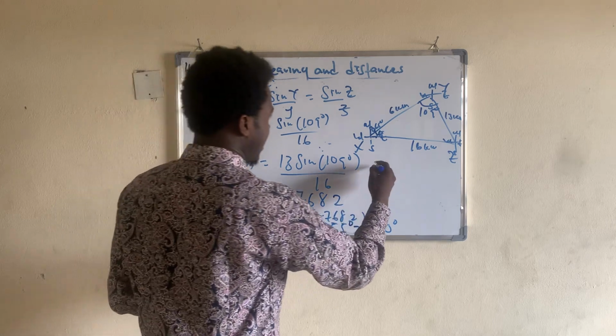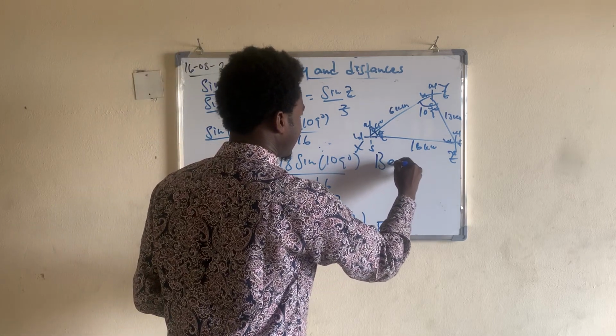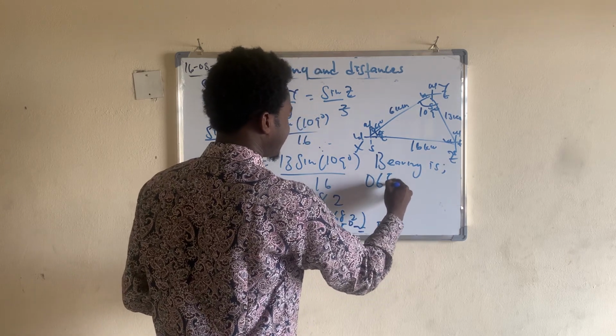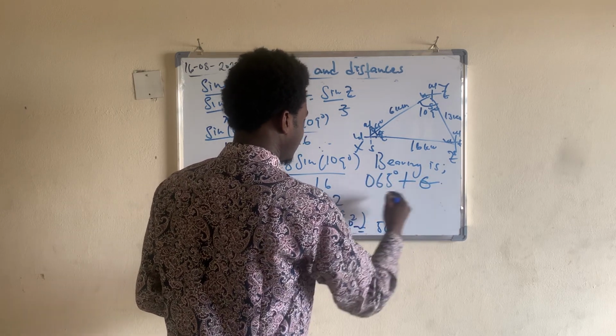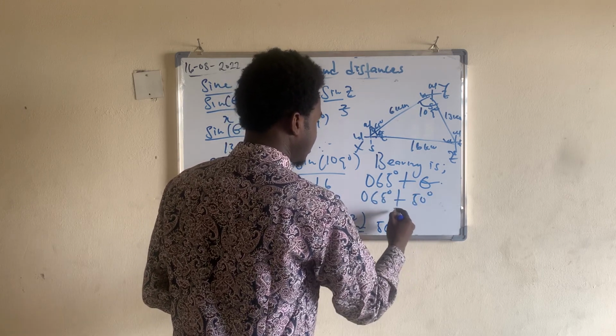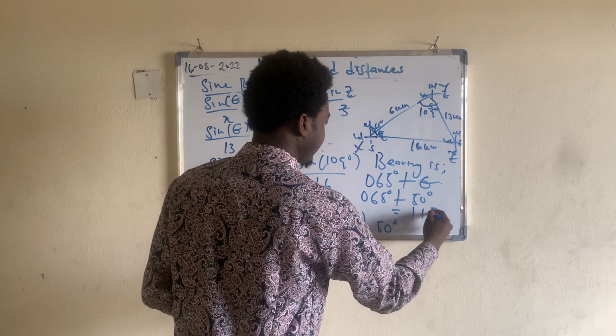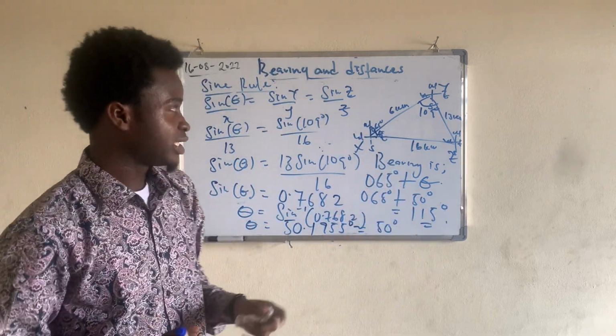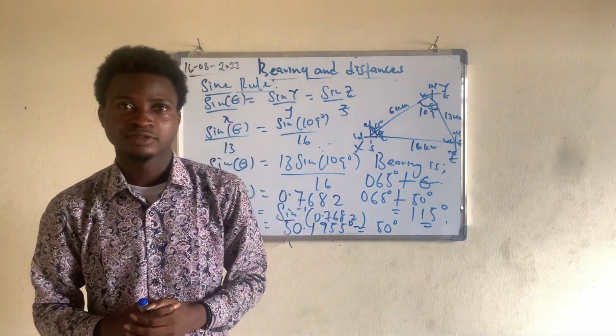So we have to add that. Our bearing is 065 degrees plus theta, which is 065 degrees plus 50 degrees, and that is 115 degrees. So this brings us to the end of the question. Thank you.